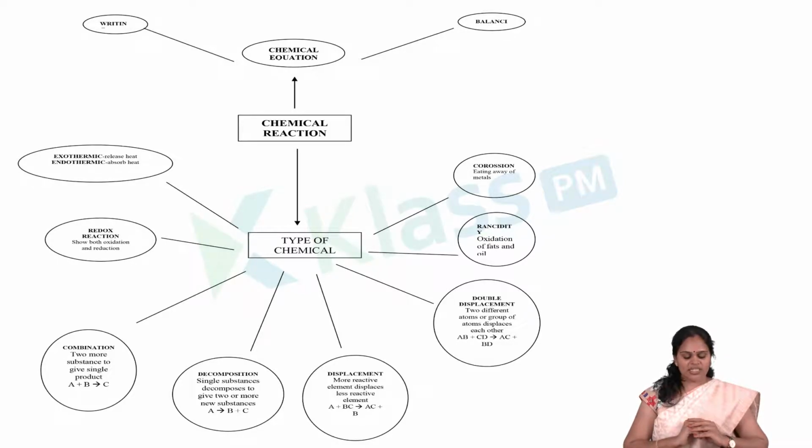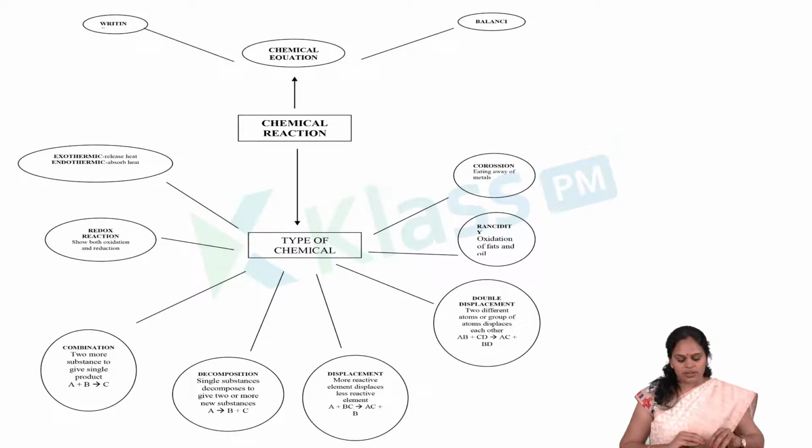Displacement reaction. What is displacement reaction? One atom or group of atoms of a compound is replaced by another atom or group of atoms. This is called displacement reaction. We can easily say that A plus BC gives AC plus B. Here only one displacement happens, so this is displacement. In the double displacement reaction, 2 displacements will happen. AB plus CD gives AC plus BD. There are 2 displacements here.